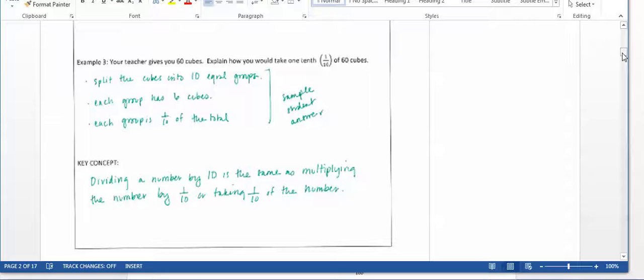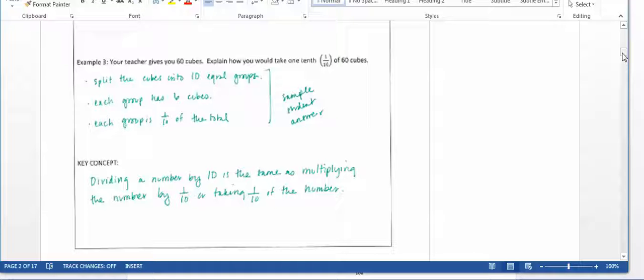Then we get into your teacher gives you 60 cubes. Explain how you would take 1/10 of the cubes. We want students to say again, we're going to split them into 10 equal groups. Each group will have 6 cubes. Students may or may not get that. And then each group is 1/10 of the total.